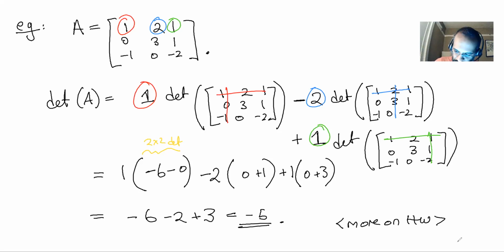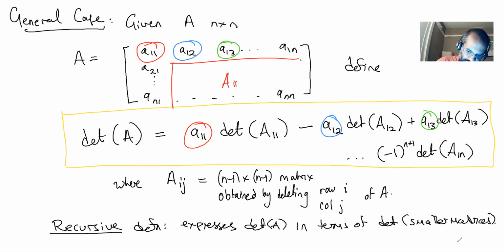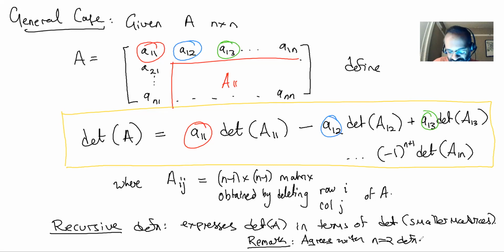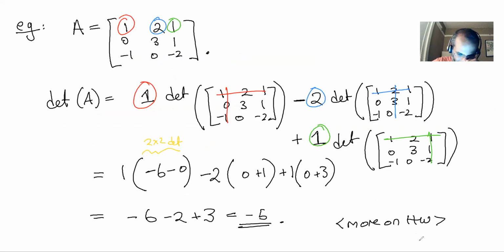So I should say this definition agrees with the 2 by 2 definition, right? So remark, this agrees with the n equals 2 definition. If you treat the determinant of a number as itself and do this procedure on the n equals 2 case, you'd get the same thing. So we've defined the determinant. Yeah, you keep finding subdeterminants until you get to 2 by 2, and then you compute the 2 by 2.